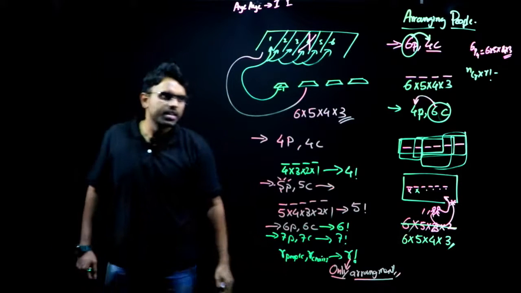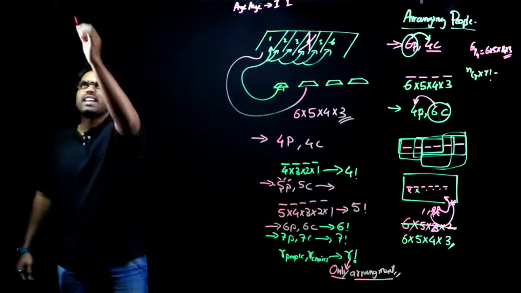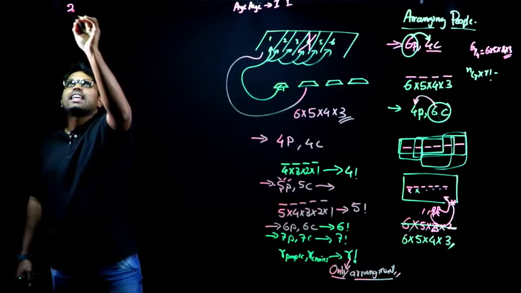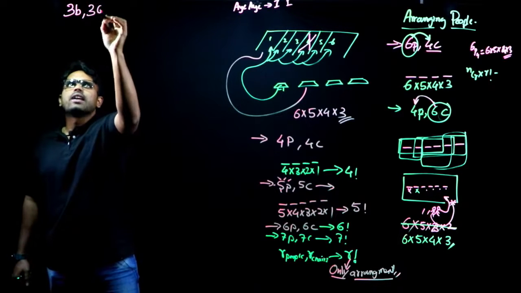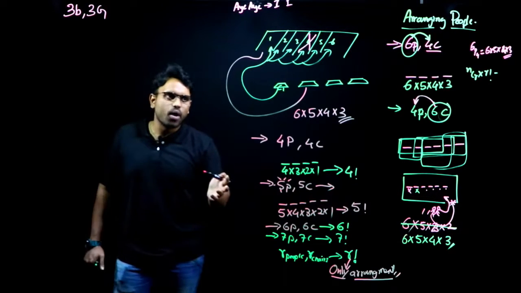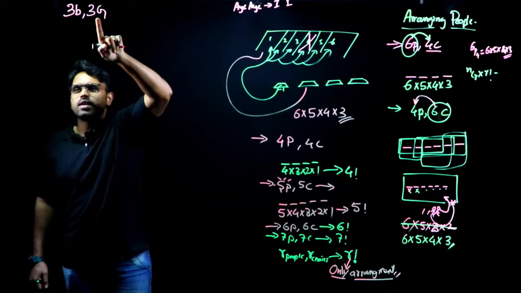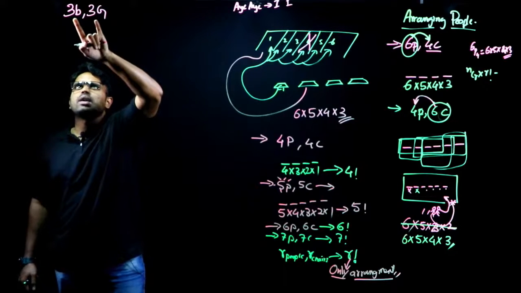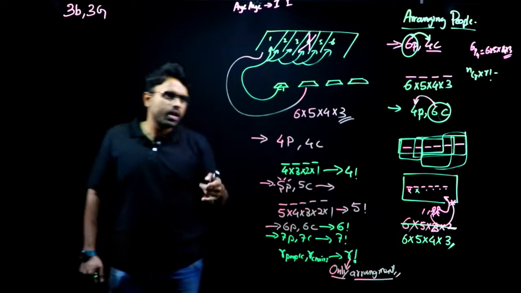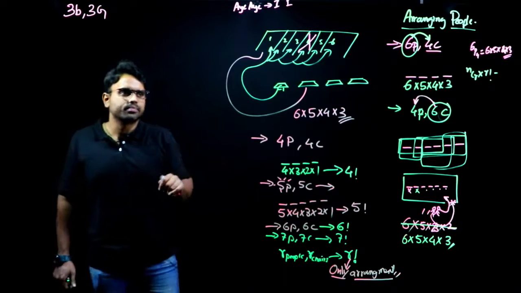Now, next. Let's go to the next question. There are 3 boys and 3 girls somewhere. My question is: in how many different ways can 3 boys and 3 girls be arranged?